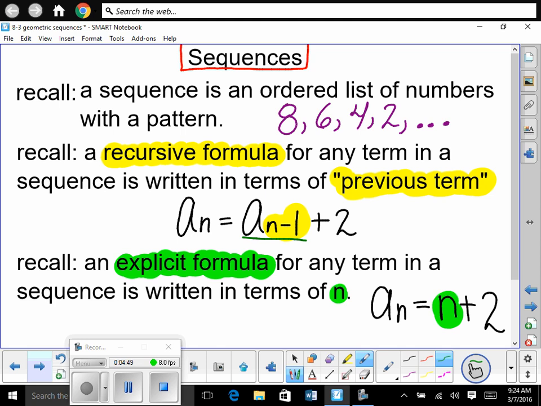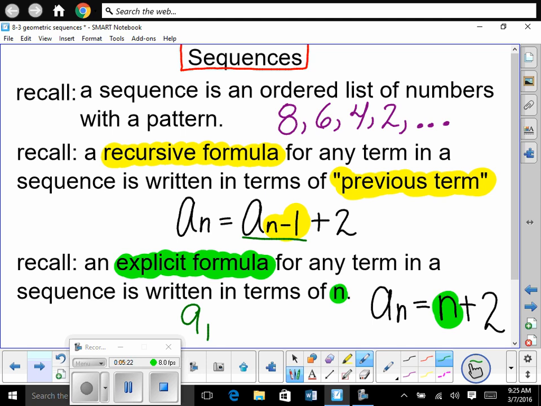And then we also learned you can write an explicit formula for a sequence, which is a formula to find any term in a sequence, but this time it's written in terms of n, not the previous term. So a sub n is equal to n plus 2. n is the term you're on, right? So for example, for a sub 1, our n value would have been what? 1, right? Isn't n the term you're on? Yep. Okay, awesome. So this is an explicit formula.